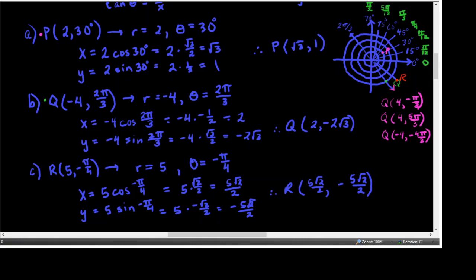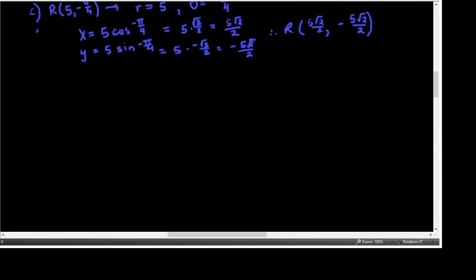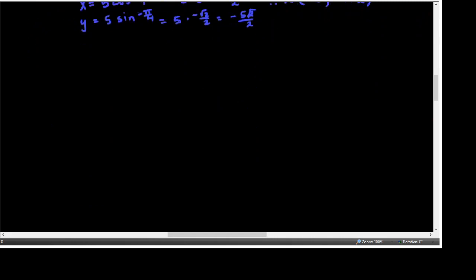Okay, so we finished those 3 examples and we plotted them. So let's practice what I was just talking about, giving alternate forms for coordinates of a point in polar. So it says give 3 other pairs of polar coordinates for the point P, which is (3, 140 degrees).